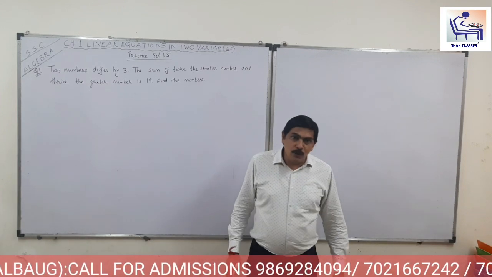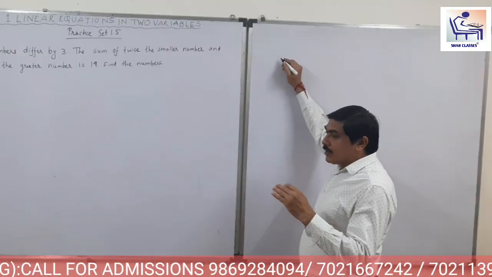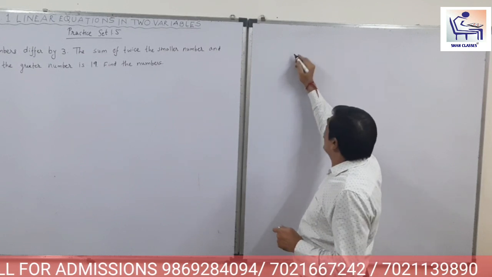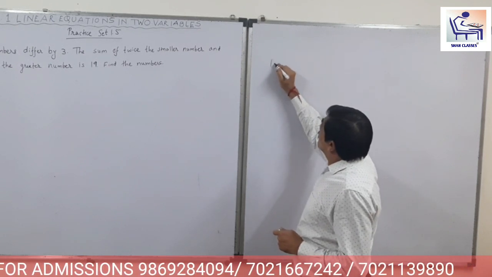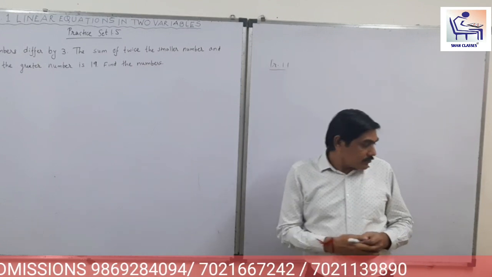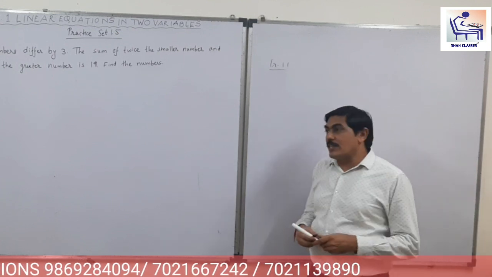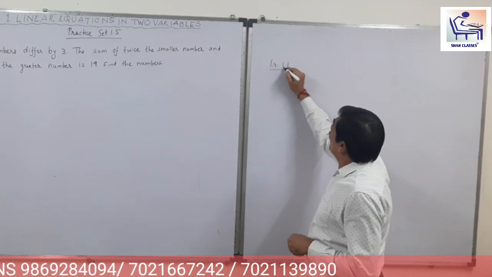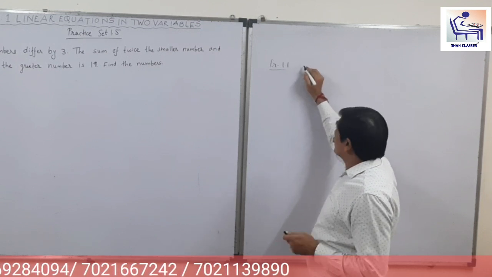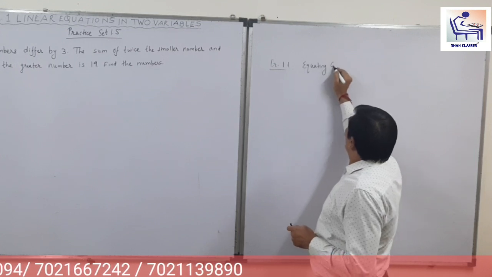And now before this I just want to revise what we have done in the first exercise, second, third and fourth, that is in the earlier exercise. So in the practice set 1.1 we have seen how to solve the simultaneous equations by equating coefficients.